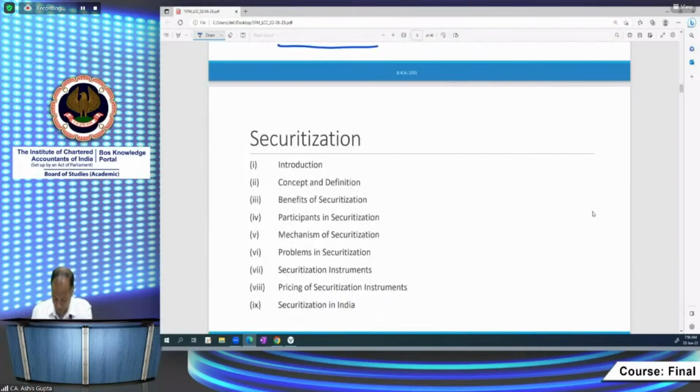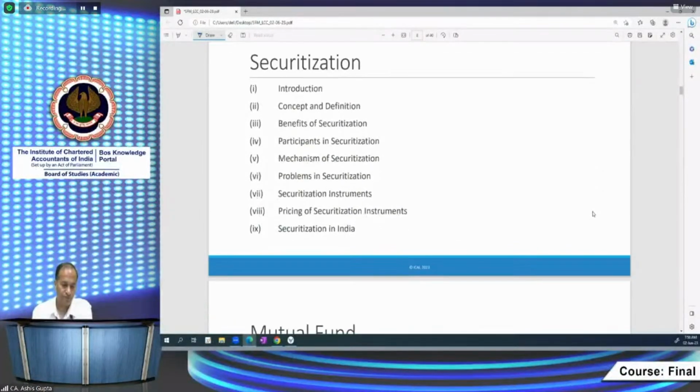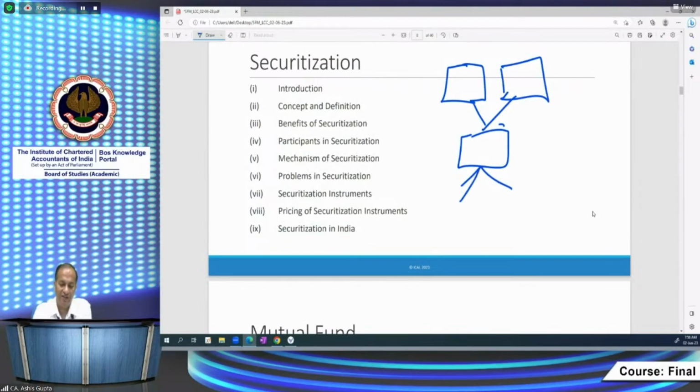Now next comes securitization. In securitization, what happens? This is also called off-balance sheet financing. Any company may have a good amount of receivables, but they are not liquid. They need the money, so they pool all the resources and create a special purpose vehicle which sells these securities to different investors. This is called securitization. In this whole process, there is a win-win situation for everyone. The sponsor originator gets the money back.